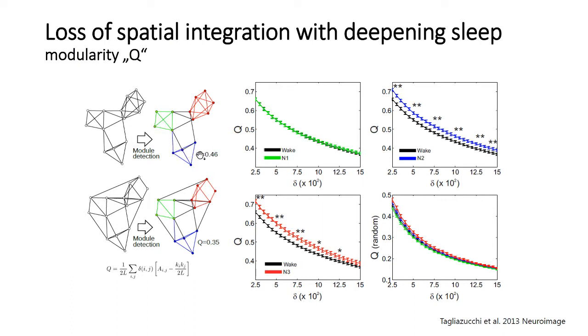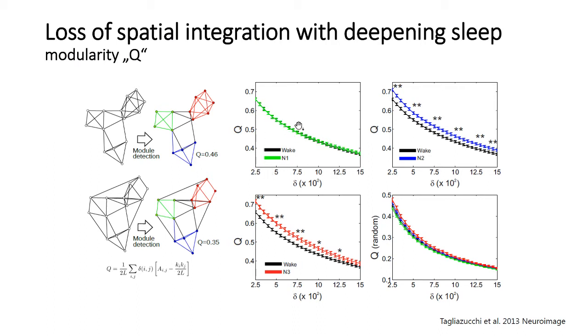So the higher the number, the more separate these modules are. We see that if we change some of the connections from within the modules to between the modules, so we rewire some of the connections, for example, this connection here, we put here, connecting the modules, we still find the same modules, but of course the modularity value is lower because the modules are less separated. And what we find is that during early sleep, this modularity as a function of the link density we use to construct the networks stays the same.